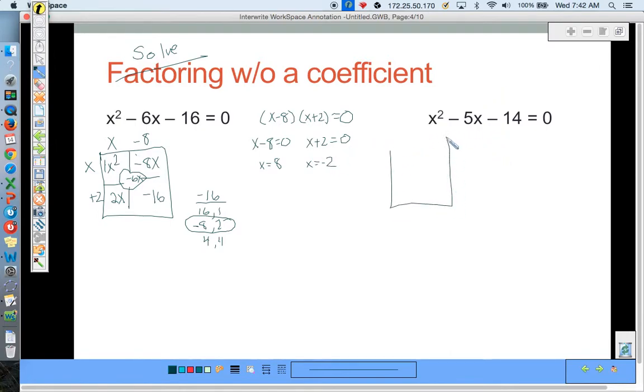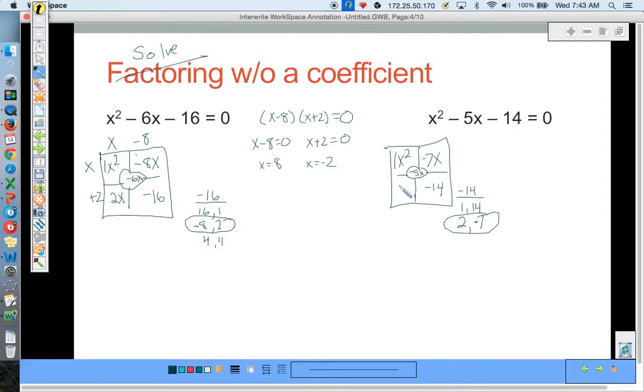So let's try this next one. We have x squared minus 5x minus 14. So 1x squared, so a times c is negative 14. List out some factors: 1 and 14, 2 and 7, let's see, 3, 4, 5, 6, nope, so that's it. So negative 5, this would have to be negative 7.